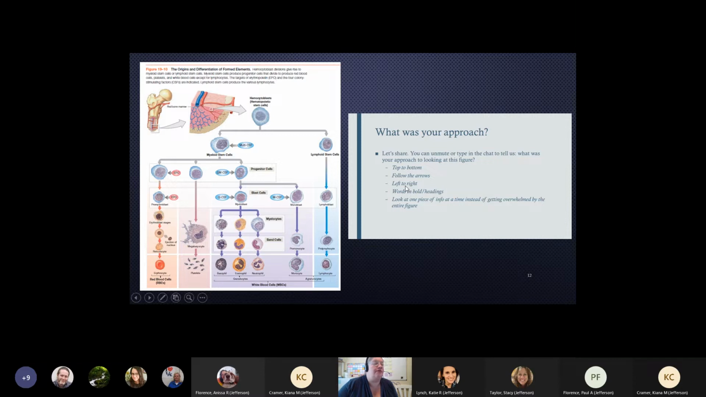I tried to look top to bottom or left to right. I tried to follow the arrows. I tried to read the headings. I'm trying to look at this one piece of information at a time, but it's kind of overwhelming.